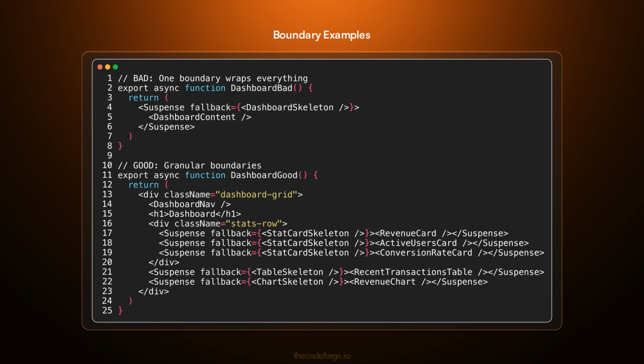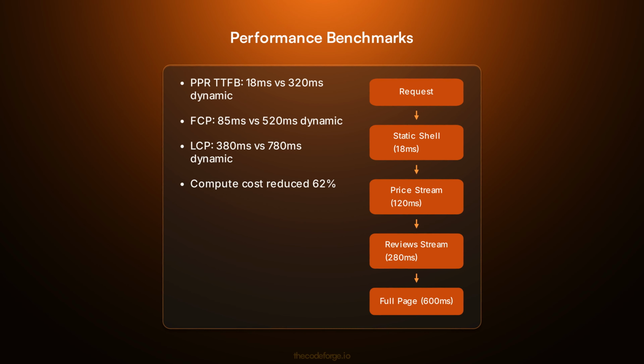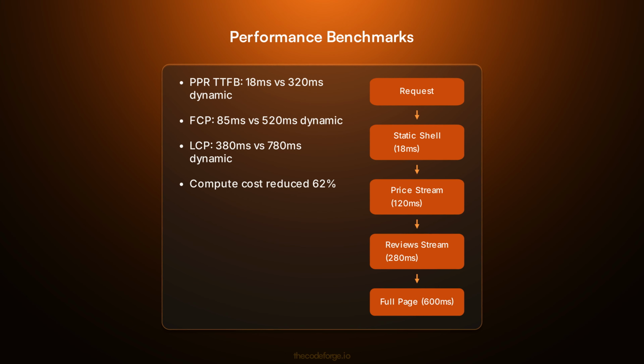Fast sections appear first. Benchmarks show PPR delivers TTFB 94% faster than full dynamic rendering, 18 ms versus 320 ms. FCP is 84% faster. Server compute costs drop 62% because static shells are served from Content Delivery Network cache.